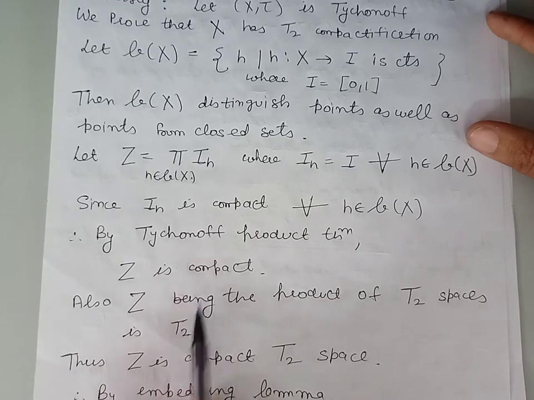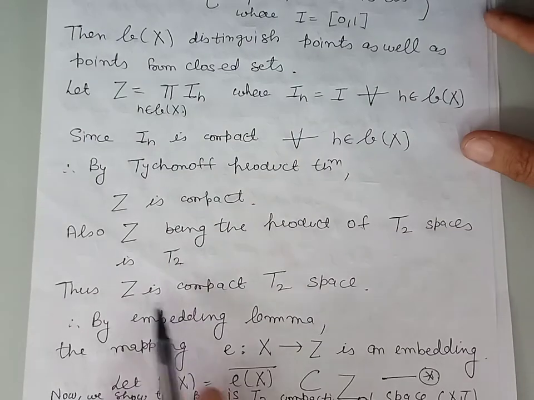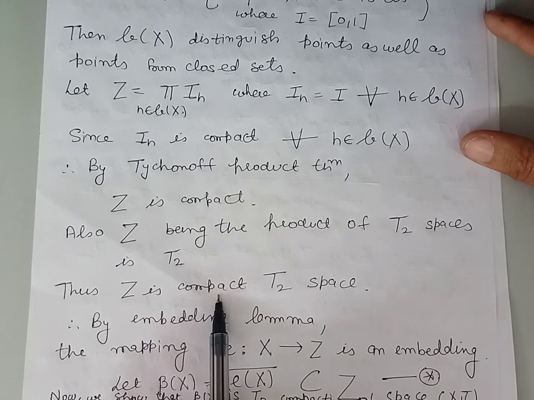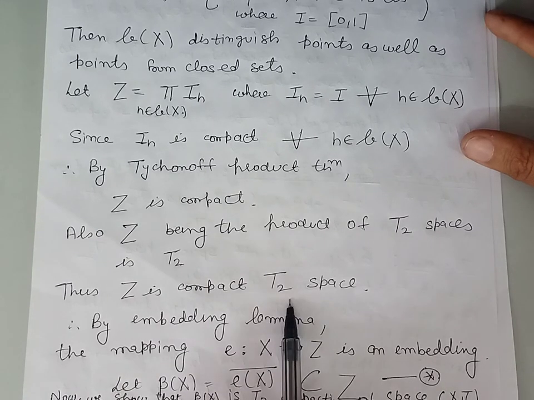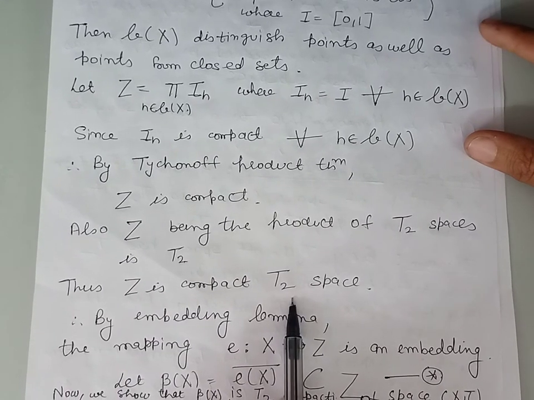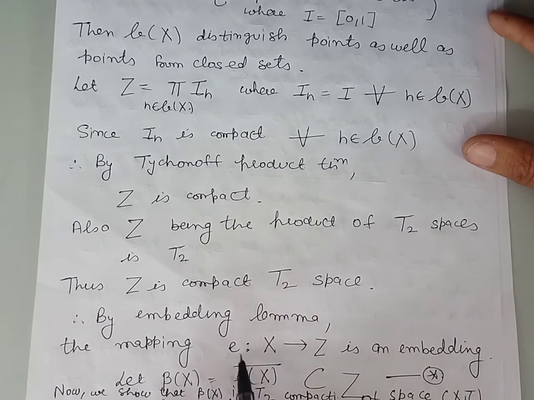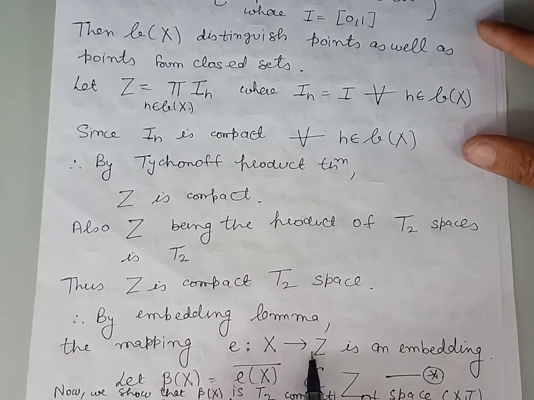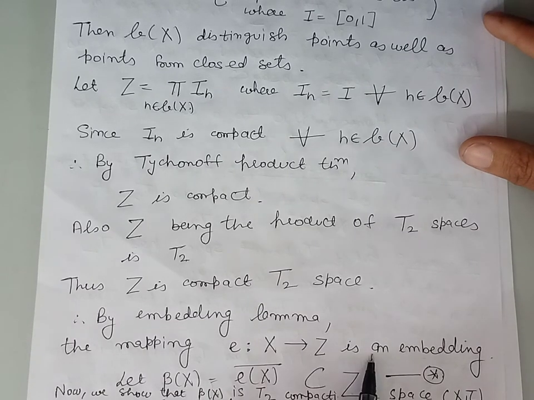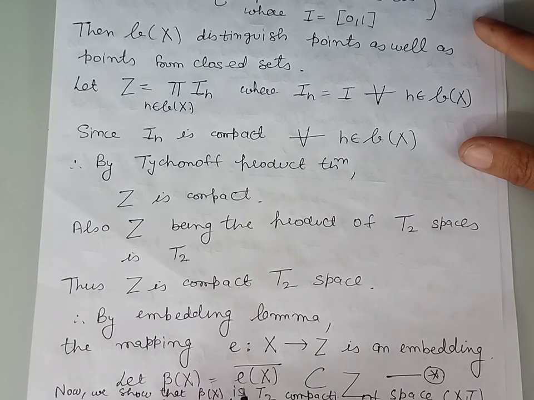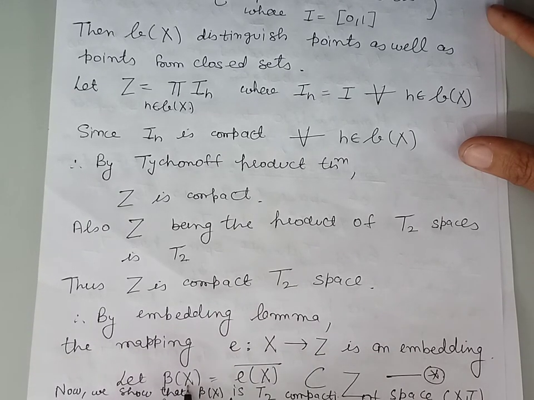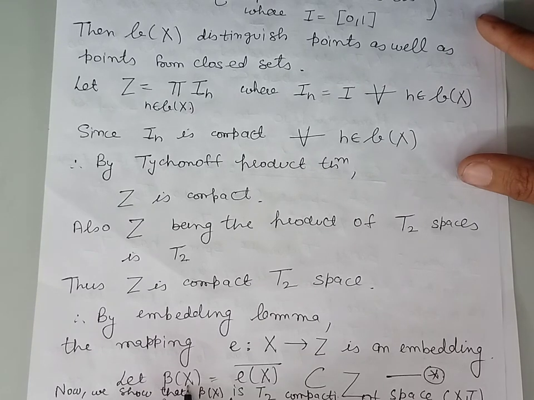Now Z is compact, Z is T2. So we can say that Z is compact as well as T2. Now we can use embedding lemma. By embedding lemma, the mapping E from X into Z is an embedding. Now let us denote the closure of the set E of X by beta X. Now we claim that this beta X is T2 compactification of the topological space X tau.